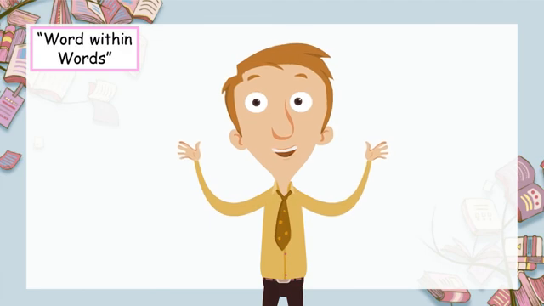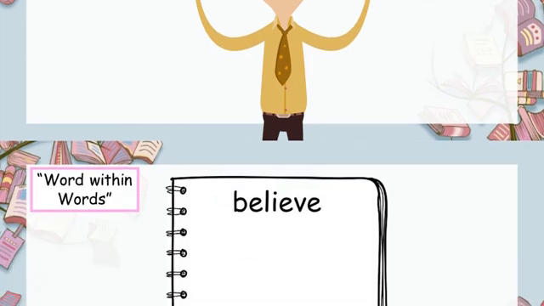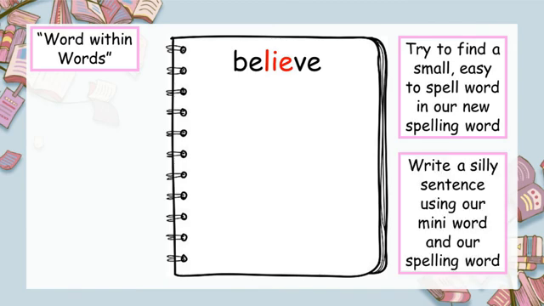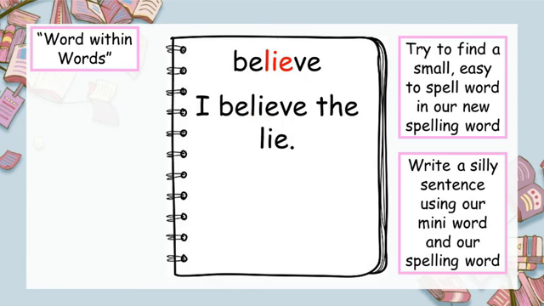Let's try to use this strategy together so we can practice using it with unknown words. Let's take this word here, believe. The first step is to try and find a small, easy to spell word somewhere in that new spelling word. Can you pause the video and see if you can find a small word inside of believe? Well, did you find it? I found the word lie right here in the middle of the word. So I'm going to highlight lie as my small word. The next step is to write a silly sentence that uses our mini word and our spelling word. This will help us remember how to spell the word believe. Can you pause the video and write a short, silly sentence that uses lie and believe? Well, this is what I went for. I believe the lie.